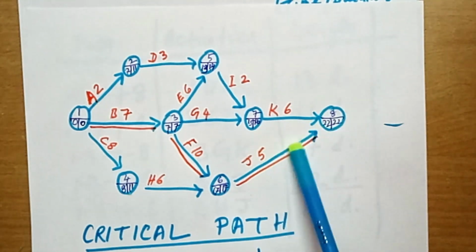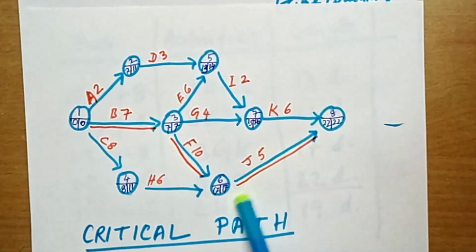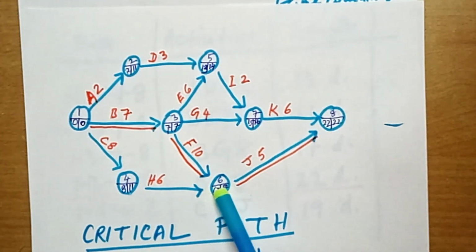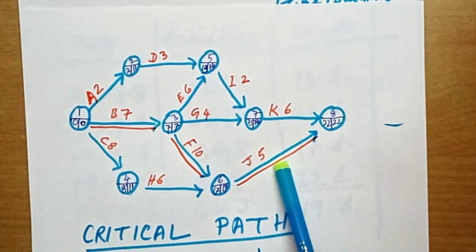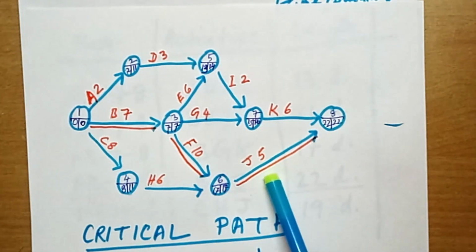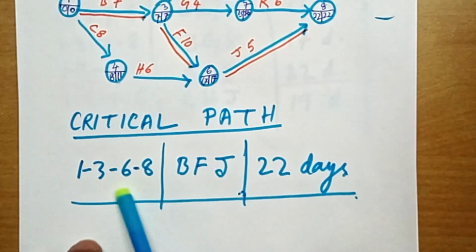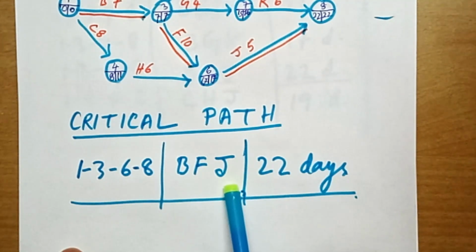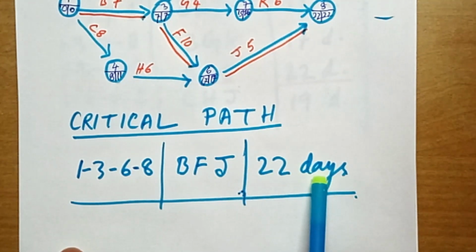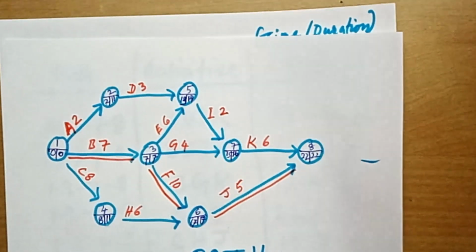And here again, at the head of the arrow, the earliest start is 22, and at the tail of the arrow, the earliest start is 17. So 22 minus 17 is 5, which is the duration of the activity, and that way the second condition is fulfilled. Applying all these rules and conditions, we have identified the critical activities and the critical path, which is 1, 3, 6, 8 by nodes and B, F, D by activities, and the duration of this path is 22 days, which is also the duration of the project. All other activities are non-critical activities.